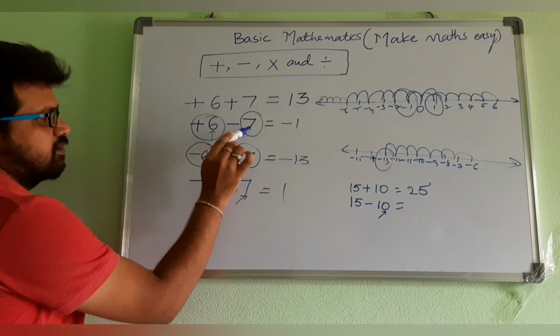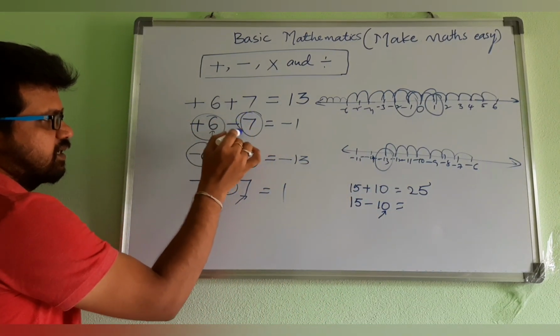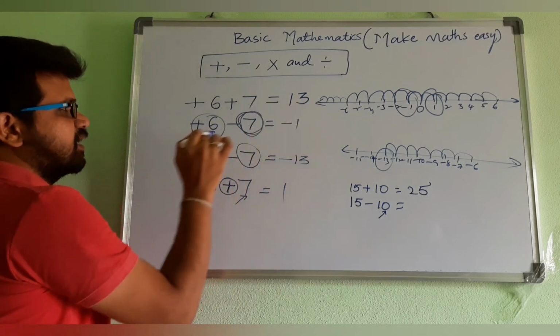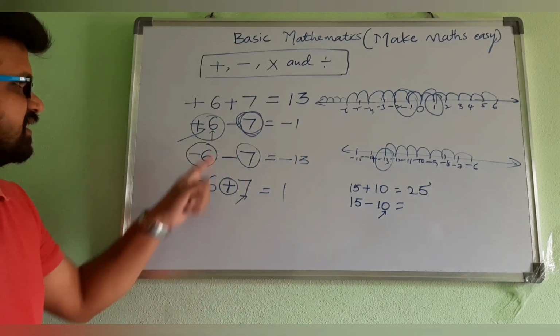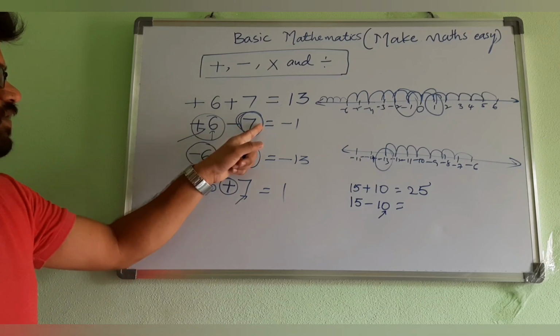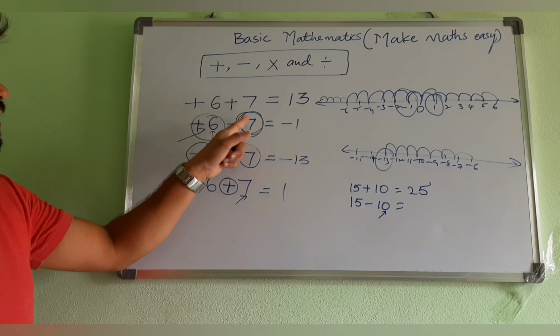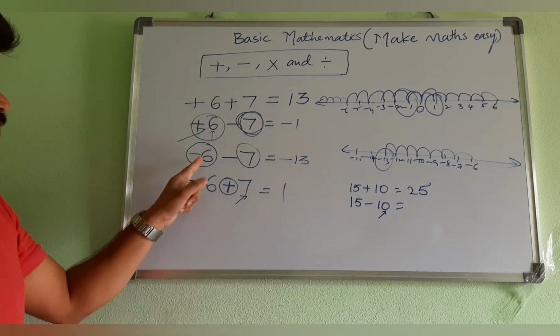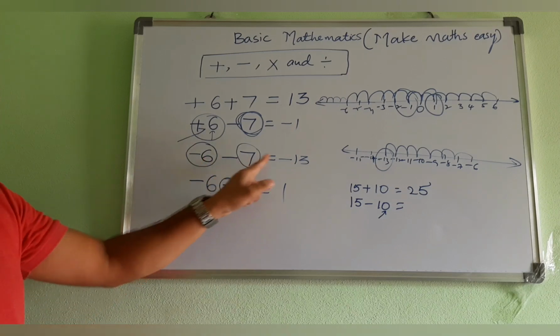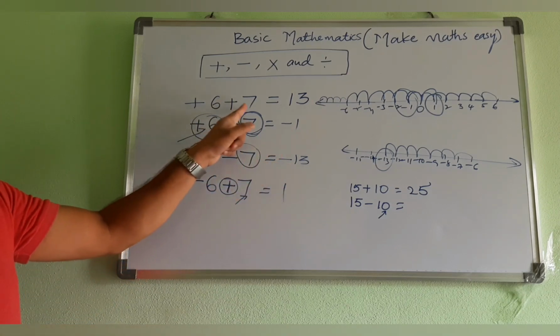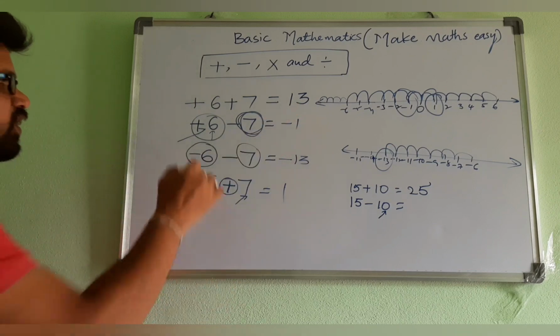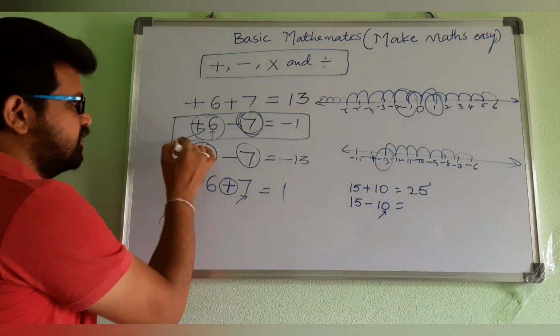So 6 minus 7: here we are moving 7 steps back, and 6 is smaller than 7, so we get the sign of the larger number. Here, minus 6 minus 7, when both are negative, we get negative. When both are positive, we get positive. The only problem is in the other two cases.